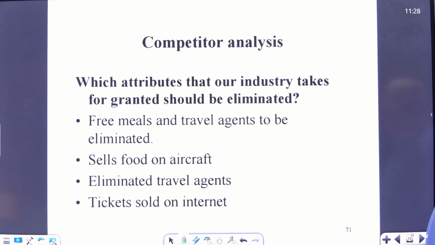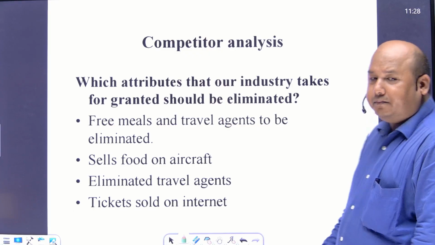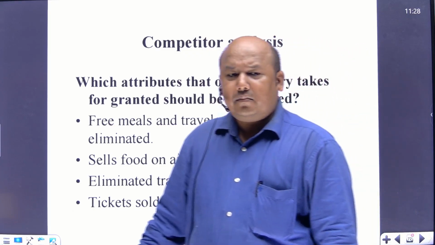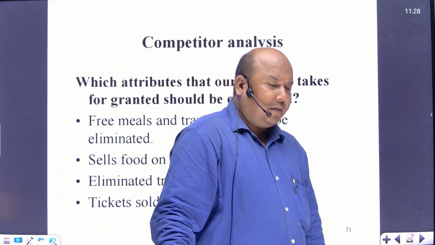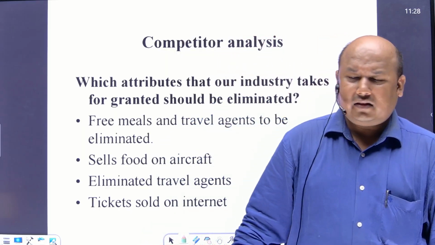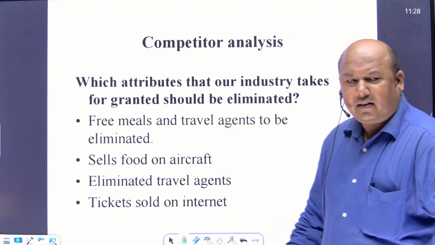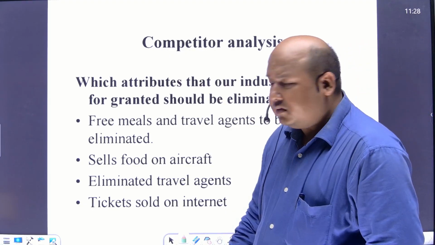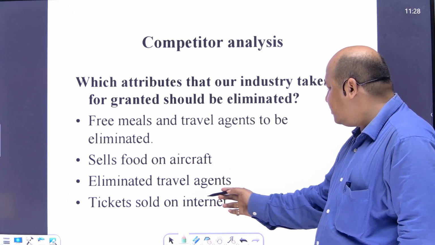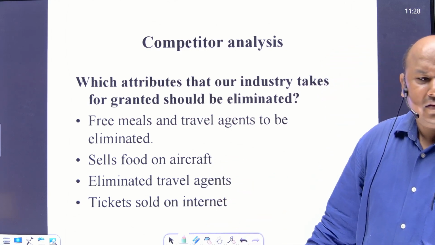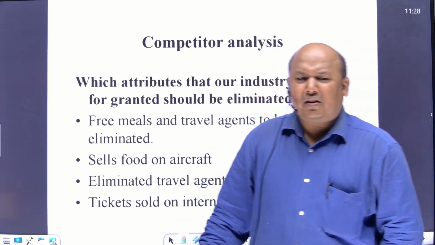Four issues. Which attributes that our industry takes for granted should be eliminated? Free meals? No, when I'm traveling, I need my meal. I know I want quality services. I am a frequent flyer. I cannot go and say that I need free meals to be eliminated. Travel agents eliminated. Direct reach to the customer. No middle person. Sells food on aircraft. Eliminated travel agents, tickets sold on the internet. Now there is no mediator. The cost is low. The company is directly connected to the customer.